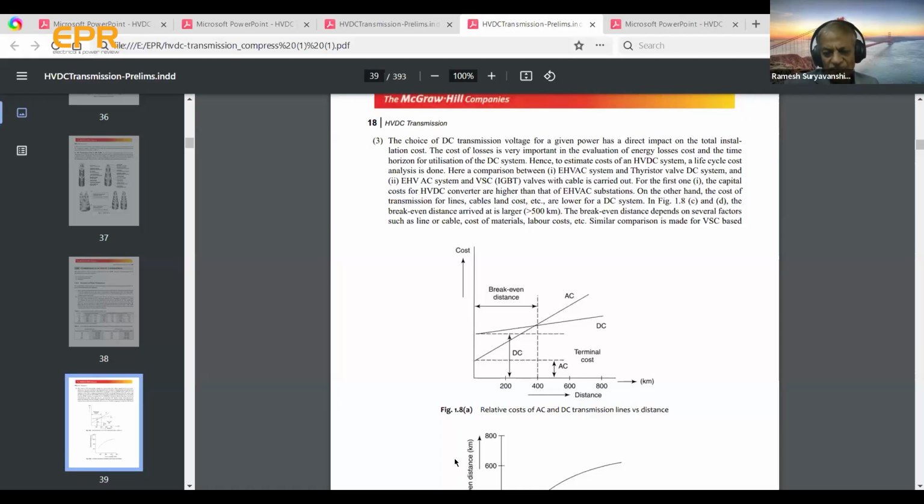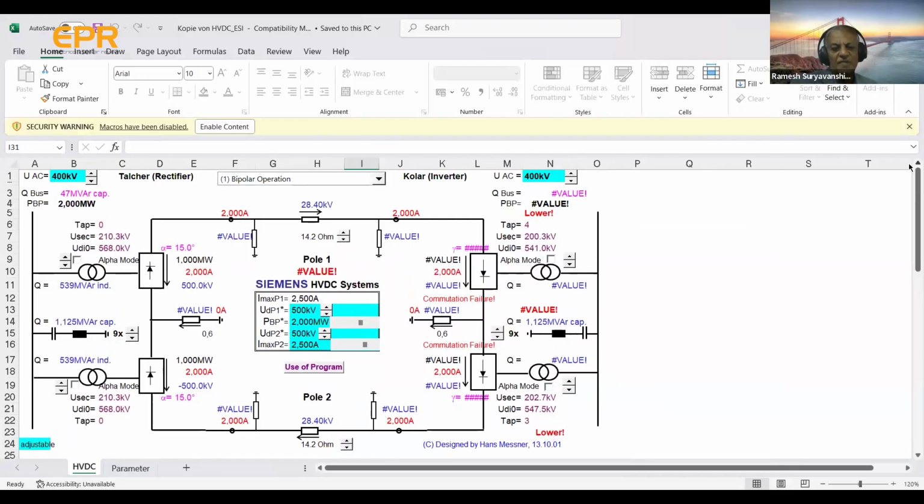Now, why is HVDC good compared to HVAC? What is the break-even point? It is more than 400 kilometers or so. Below that, you have a very high terminal cost of HVDC, so AC is preferred. But if you want to carry bulk power over a longer distance, the only answer today in the world is HVDC.